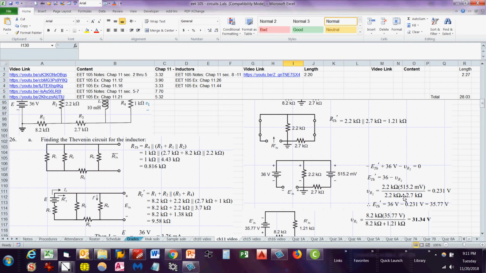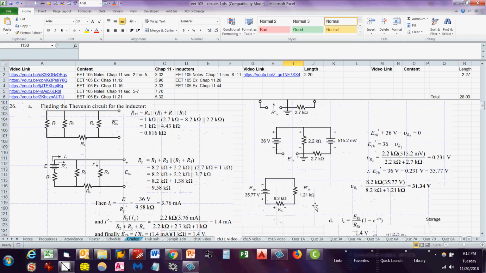is a voltage divider. Well, they wrote this equation first. E Thevenin equals 36 minus VR2. Then VR2 is also a voltage divider. This is VR2 right here. They just didn't draw it across the circuit. So it's a voltage divider because it's in parallel with this voltage. And so they took 2.2 times this voltage here divided by these two voltages equals 0.231 volts. So now you know what VR2 is. You can calculate E Thevenin prime. 36 minus 0.231 equals 35.77.